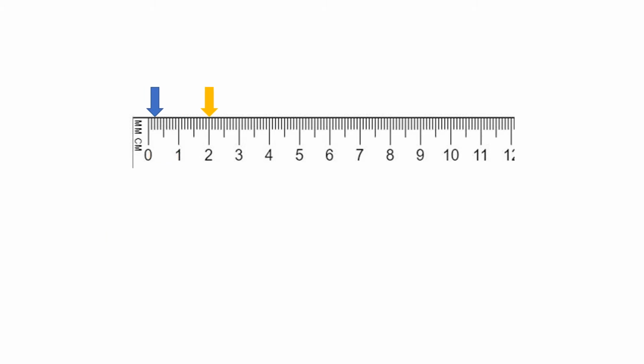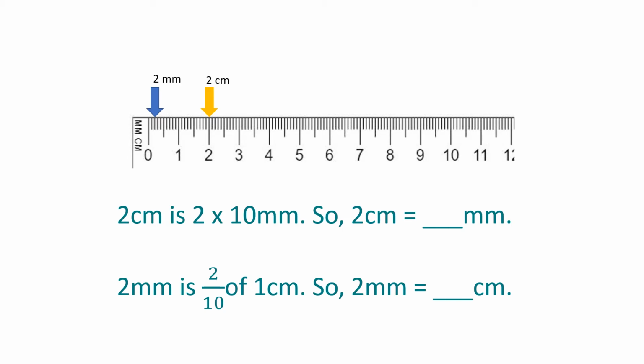Here the arrows are pointing to different measurements. We can see the blue arrow is pointing to 2 millimetres on the ruler. The orange arrow is pointing to 2 centimetres. 2 centimetres is 2 times 10 millimetres because there are 10 millimetres in 1 centimetre and 10 millimetres in another centimetre. 10 add 10 is 2 times 10, which is 20 millimetres.